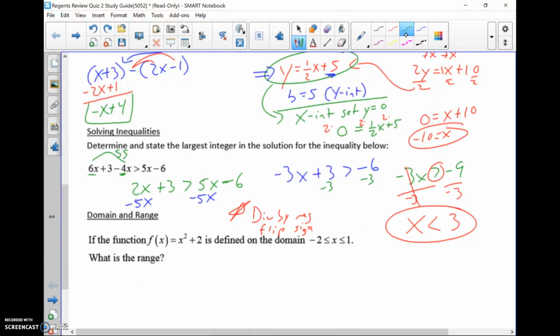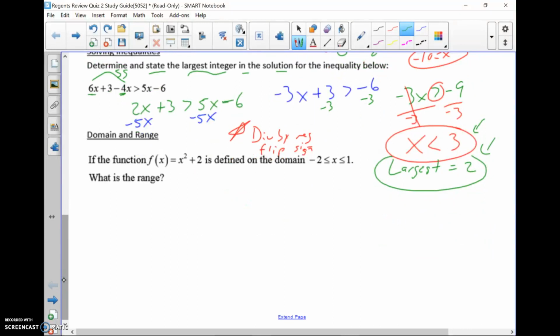The biggest mistake students make in inequalities is they do that and stop. A lot of times these questions want you to state something, not just solve the inequality, but state the largest integer in the solution. So of all the numbers where x is less than 3, the largest is 2. All the numbers less than 3, the largest is 2. That's really the answer here. This is just the work to get us there.